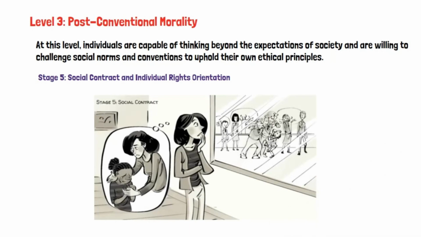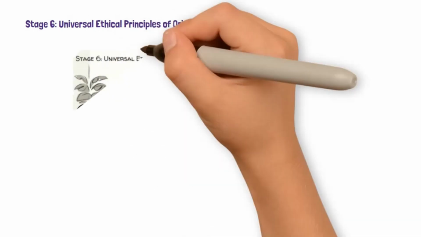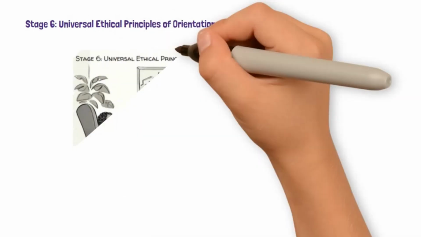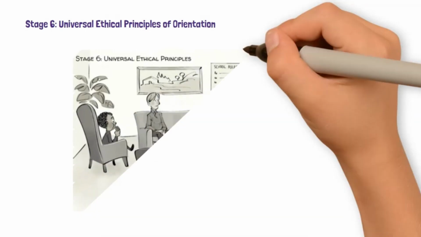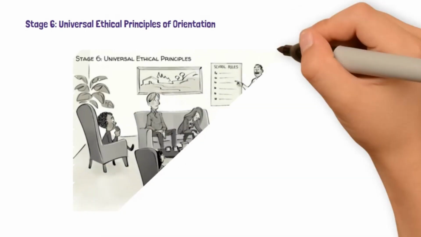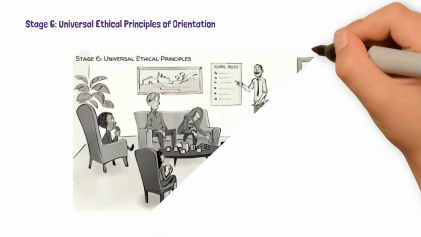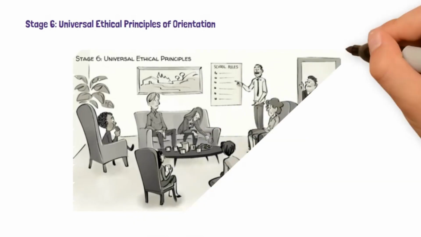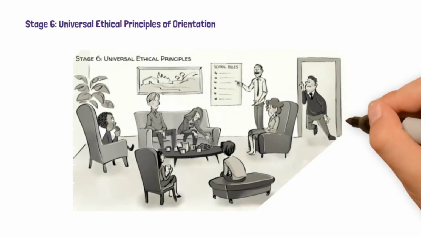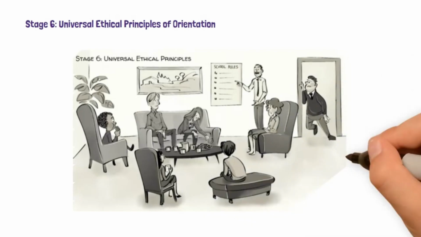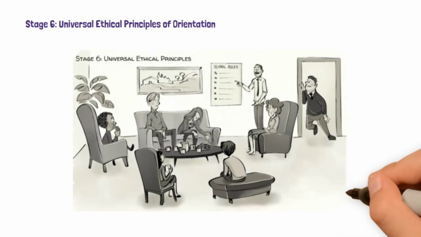Stage 6. Universal ethical principles orientation. People at this stage decide the behavior as morally wrong or right according to the universal moral principles like justice, fairness, and respecting everyone's opinions. And they usually develop a sense of guilt if they fail to obey the universal principles that they believe in.